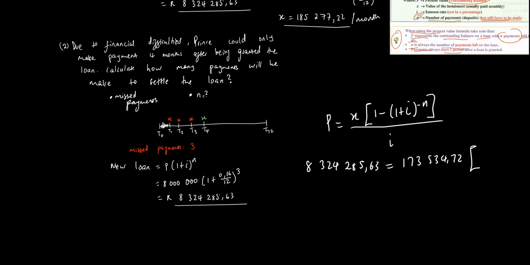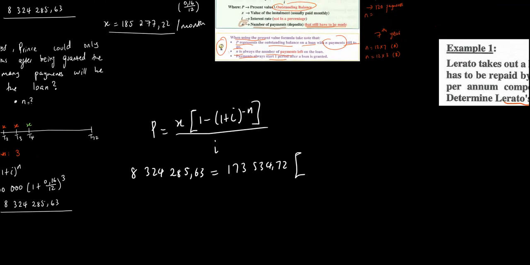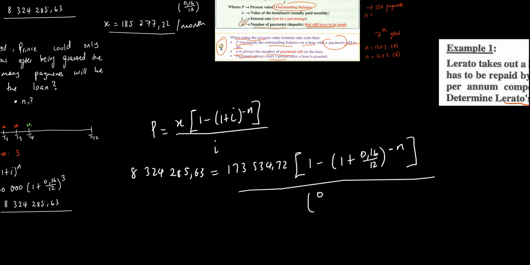So now I'm going to say 1 minus 1 plus 0.16 over 12. Then I'm going to write negative n, because I don't know how long it will take me now to finish the loan. I don't know how long it will take, all over 0.16 over 12.